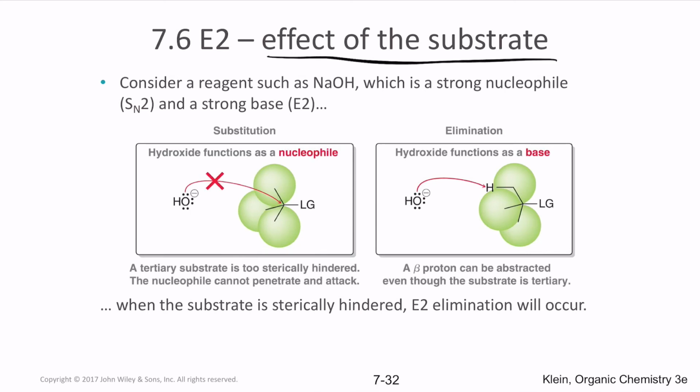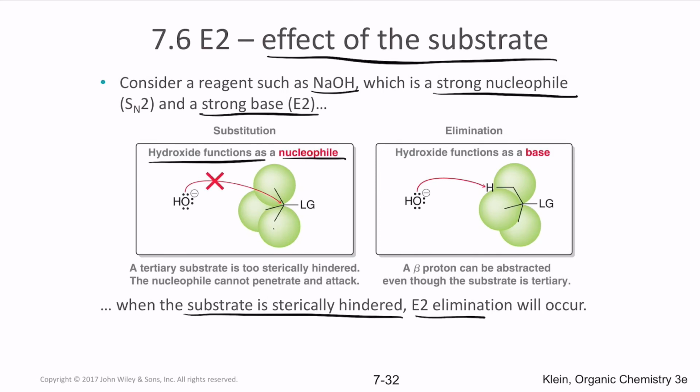Now consider a reagent, sodium hydroxide, NaOH, which is a strong nucleophile and also a strong base. Now why does it not undergo this reaction easily here? It is because hydroxide functions as a nucleophile, but when it functions as a nucleophile, the problem is that the structure is very much hindered, which means that the reaction cannot occur directly. So E2 elimination is generally used when the substrate is sterically hindered, and E2 reactions generally occur in tertiary carbons. So in tertiary alkyl halides, it's most common to see E2 elimination occur.